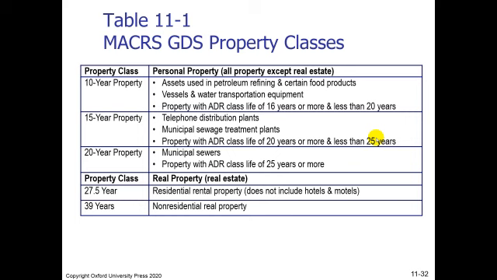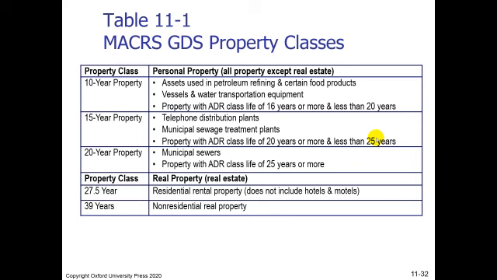For 15 years, this is where you get into sewage treatment plants and telephone distribution plants. 20-year is the sewer itself. And then real estate actually has really long property class. So if you're talking about residential rental property, now the key word here is this has to be residential and it has to be rental property, and that does not include hotels and motels, which would be considered commercial property that is rented out on a short-term basis.